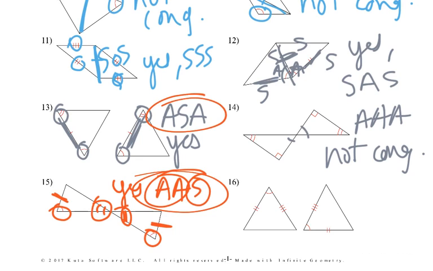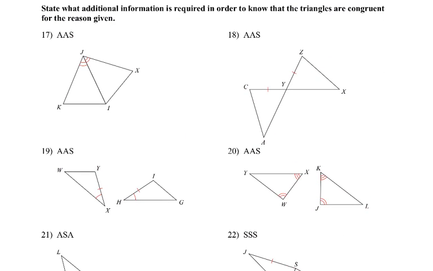Okay, number 16, got an angle, the side's outside of it, so the angle's in between. So side, angle, side. And yes, they'd be congruent. Okay, now let's give the additional reasons.